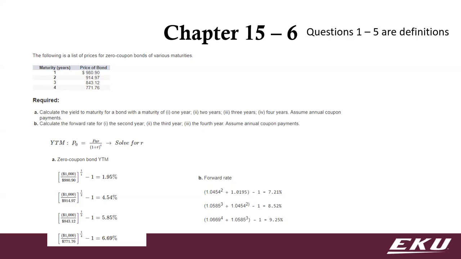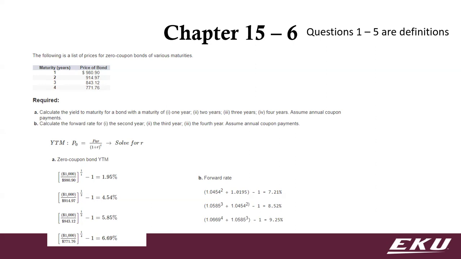So you see there, it shows the equation to use. You could use this in the calculator. There's a zero coupon, so payment's 0, FV's 1,000. Present value will be that bond price, N is the number of years.